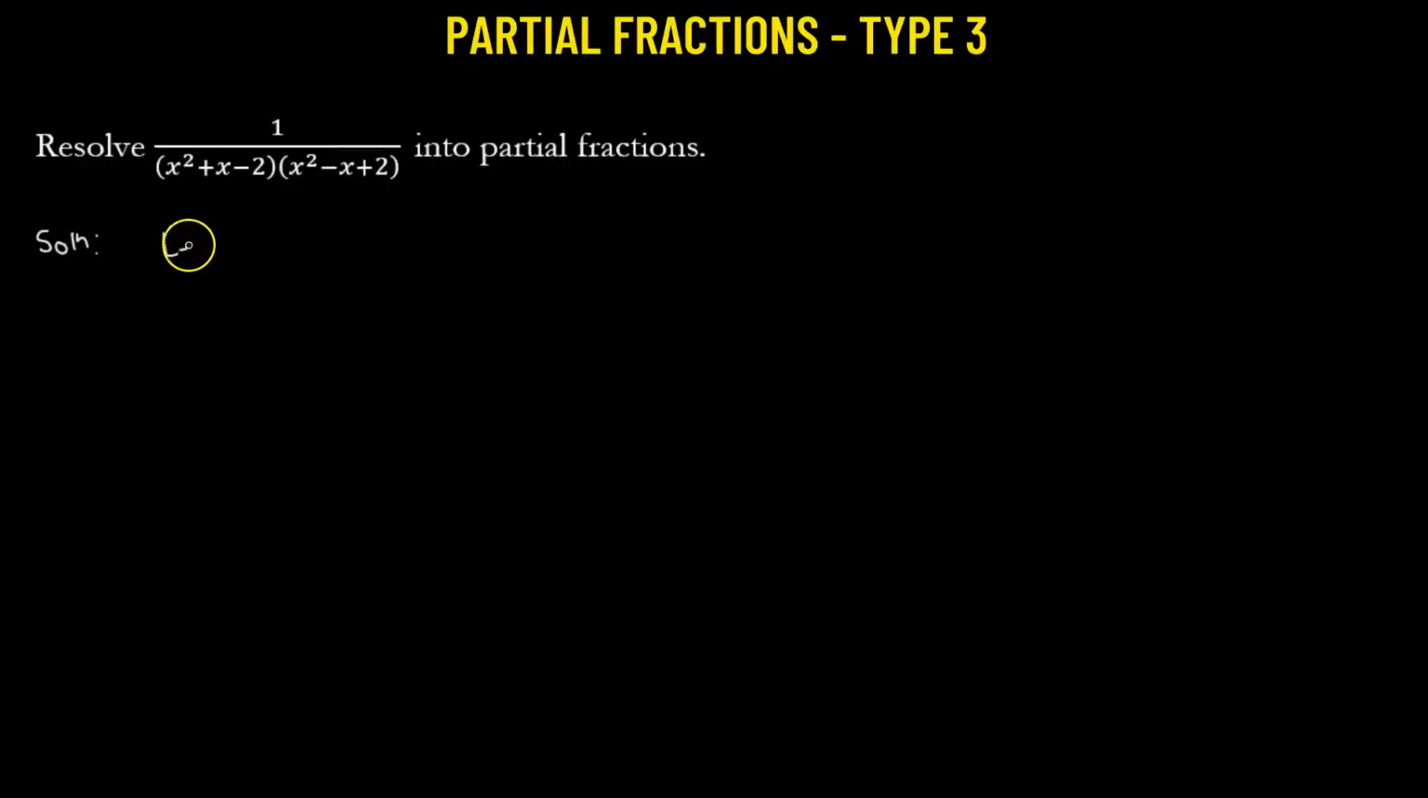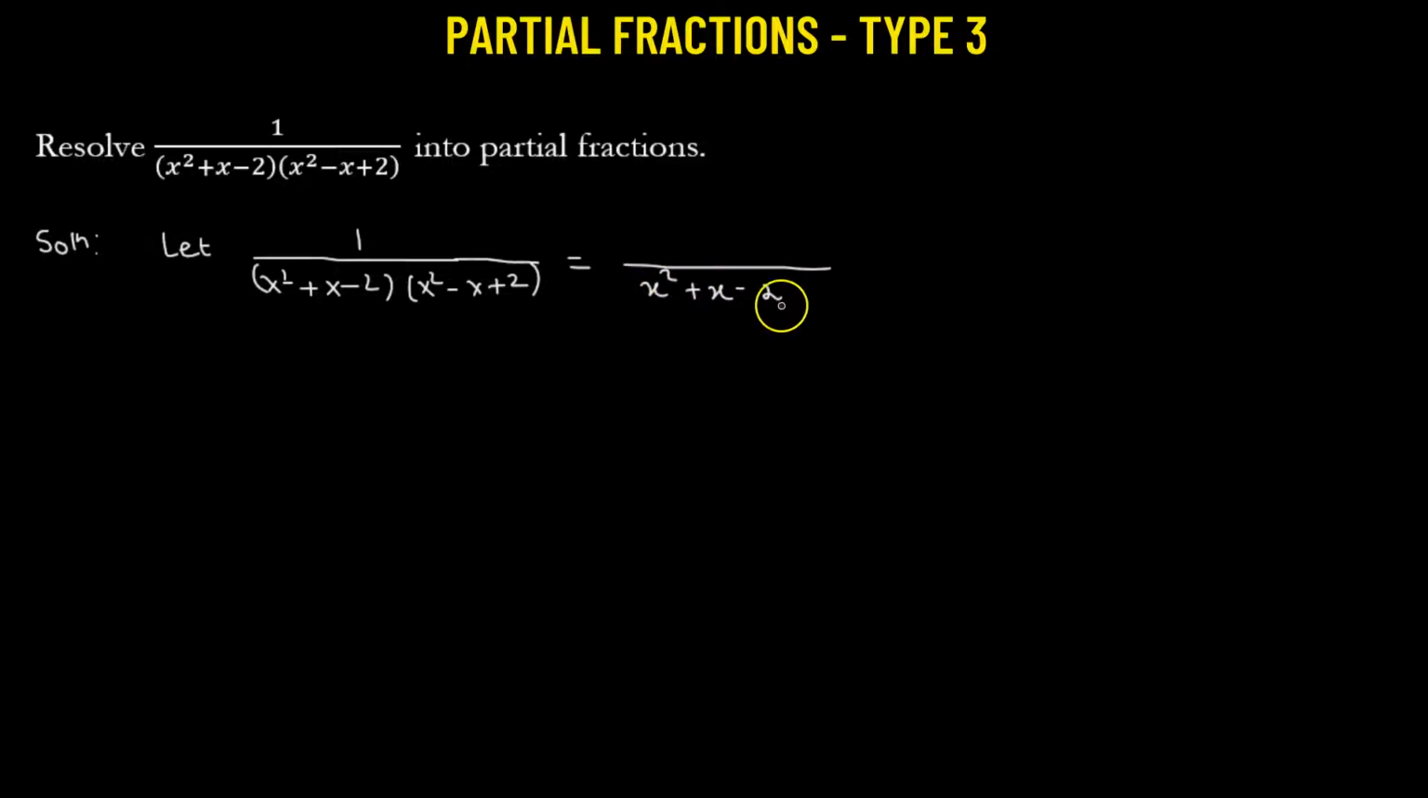So what we can do, we can either start with 1 over x squared plus x minus 2 multiplied to x squared minus x plus 2. So we can consider two partial fractions. One partial fraction has the denominator x squared plus x minus 2, and the other has the denominator x squared minus x plus 2. In the numerator, since it's a quadratic factor, we have ax plus b for the first partial fraction, and for the second partial fraction, we have cx plus d. So this is how we can resolve the given rational fraction into two partial fractions.